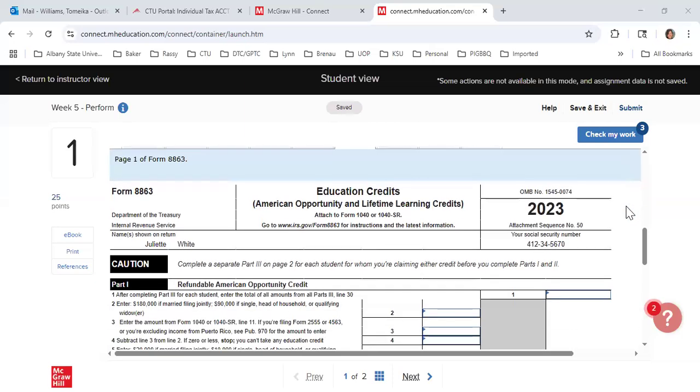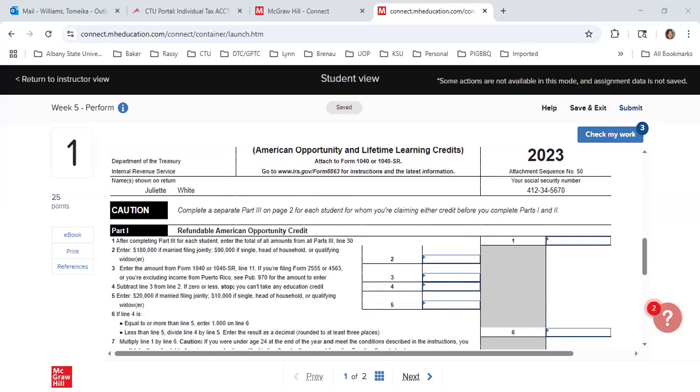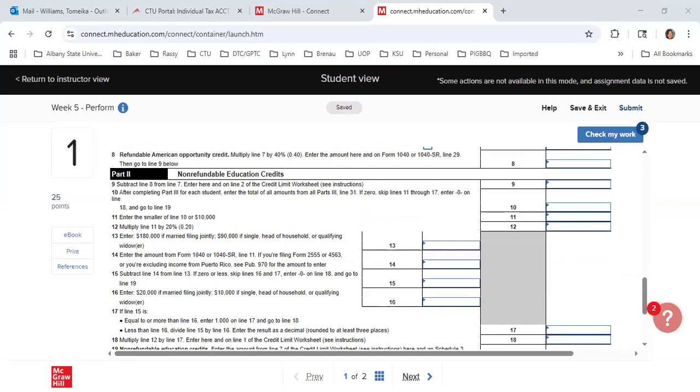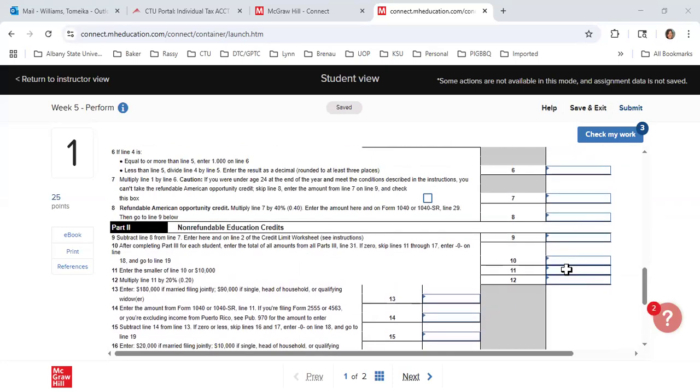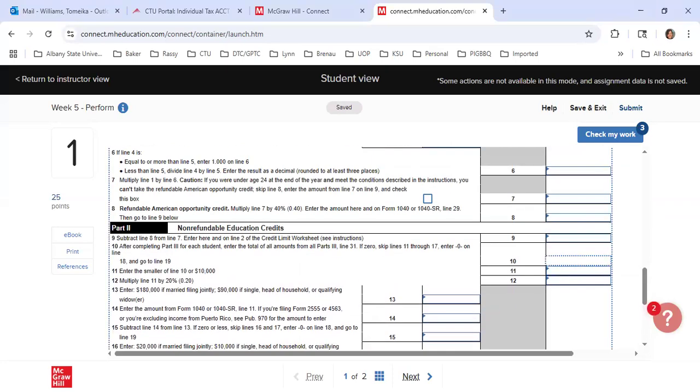8863, page 1 is dealing with the education credits, and she is enrolled in this community college, but she doesn't go full time. She doesn't even technically go part time. She only is taking, it looks like, 3 credit hours. So on this 8863, page 1, we're going to go down to line 10. That's where we're going to start.